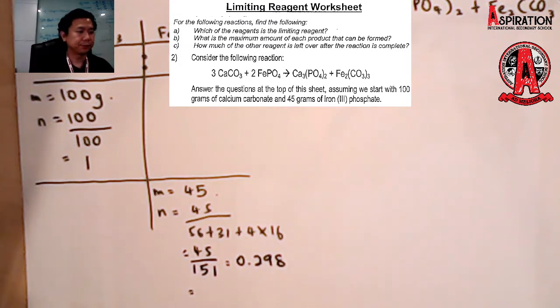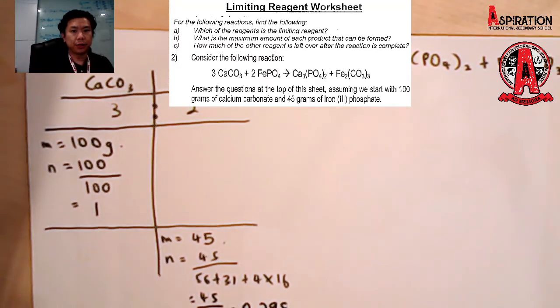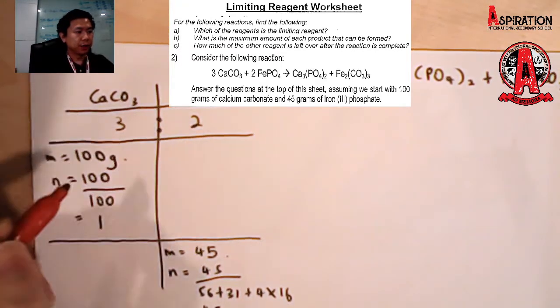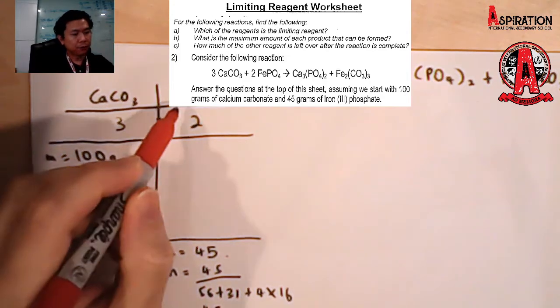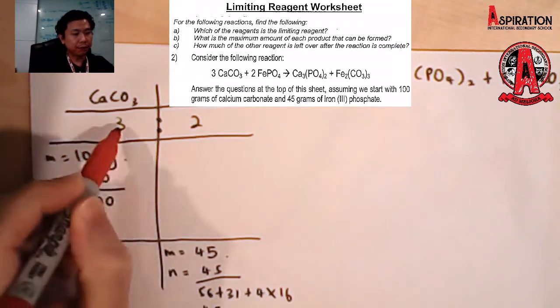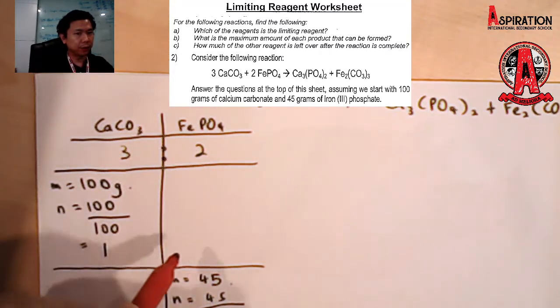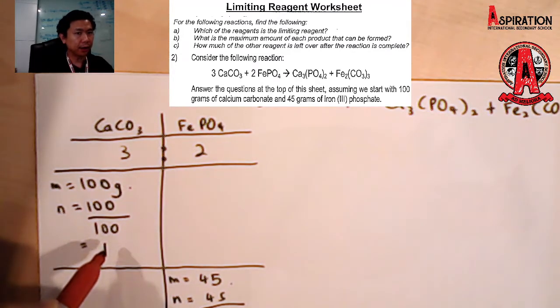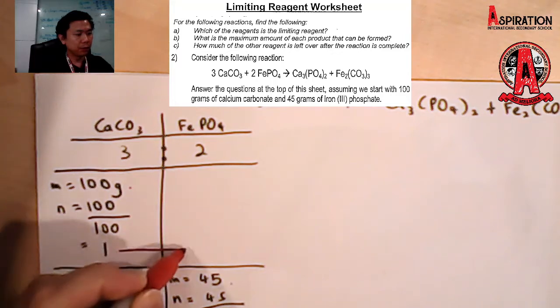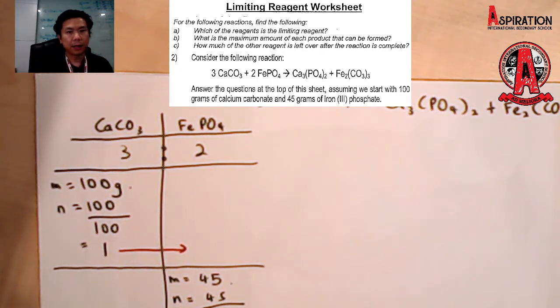So now, let me ask you this question. The ratio is 3 to 2. Now, given this ratio, how many moles of iron phosphate do I need to completely react with 1 mole of calcium carbonate? Put down your answer in the comments now.